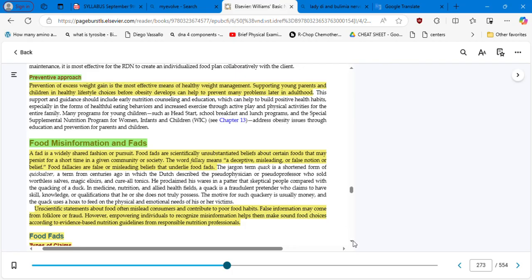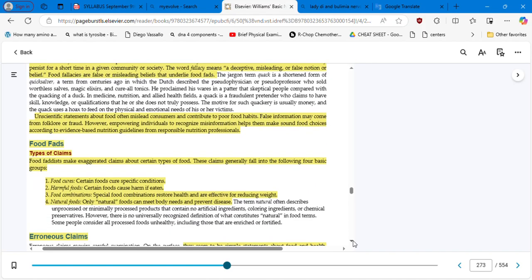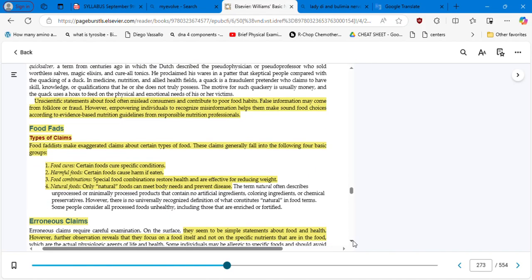Okay, so now that we have clarified that term, unscientific statements about food often mislead consumers and contribute to poor food fads. False information may come from folklore or fraud. However, empowering individuals to recognize misinformation helps them make sound food choices according to evidence-based nutrition guidelines from responsible nutrition professionals. So, food fads, types of claims.